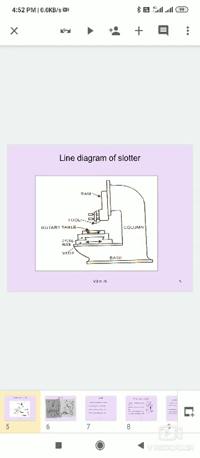Ram. The ram reciprocates vertically in the guideways provided in front of the column. It supports the tool head at its bottom, which carries the tool. The metal is cut during the downward stroke, and the return stroke means it is an upward stroke. The downward stroke is the cutting stroke, which means the forward stroke. Forward stroke and backward stroke: the downward stroke is a cutting stroke and the upward stroke is a return stroke. It relieves the tool so that no scratches are formed on finished surfaces.